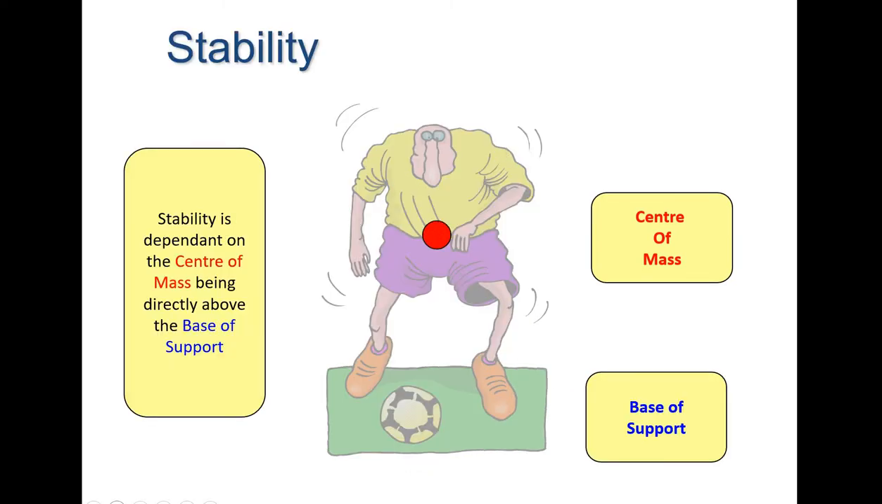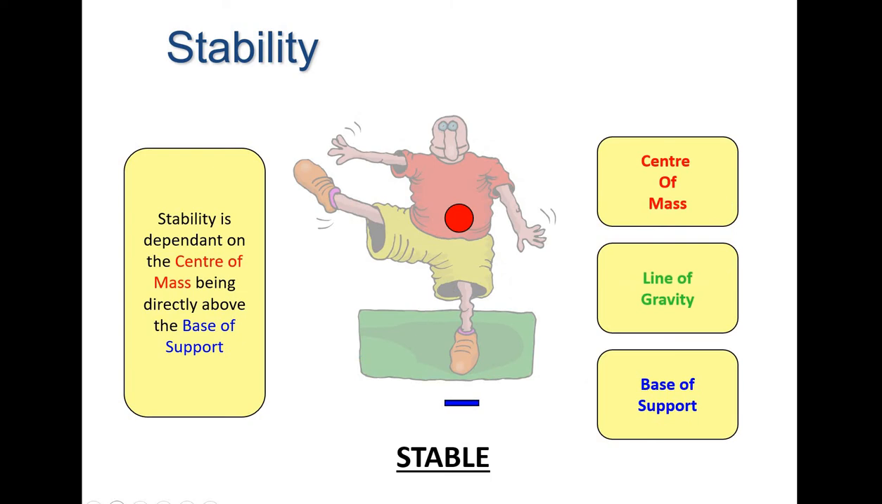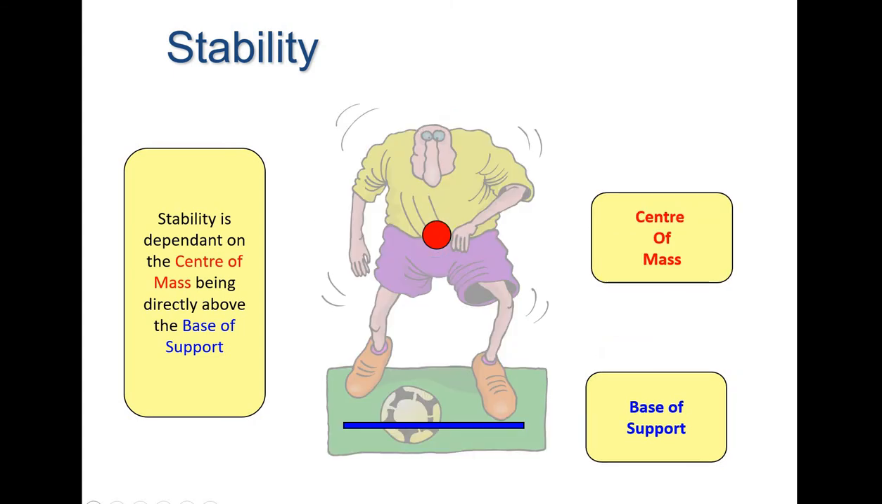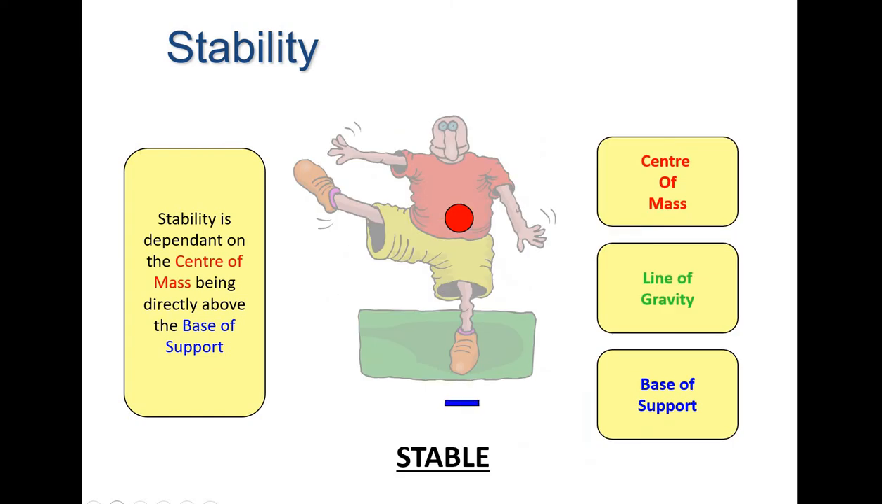Now, how stable an object is depends on the centre of mass being directly above the base of support. The base of support is the area where the points of contact lie on the ground, and the centre of mass has to be over that base of support. If I go back to this image, the centre of mass is over the base of support, so it's a stable position. If the base of support is smaller, it's less stable. However, the centre of mass and the line of gravity are still over the base of support, so they're still going to be balanced.